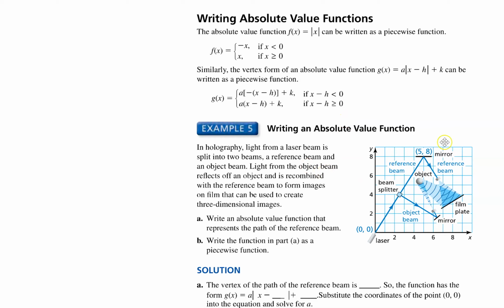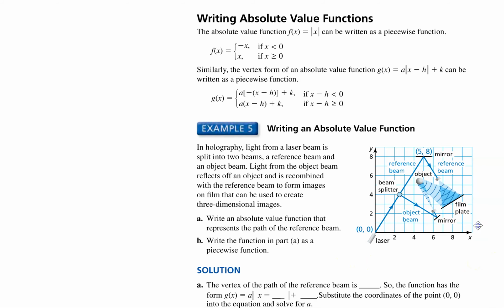In example 5, writing an absolute value function, we see the following. In holography, light from a laser beam is split into two beams, a reference beam and an object beam. Light from the object beam reflects off an object and is recombined with the reference beam to form images on film that can be used to create three-dimensional images, or holograms. A, write an absolute value function that represents the path of the reference beam. And B, write the function in part A as a piecewise function.